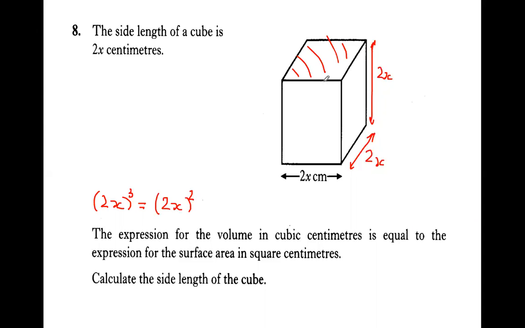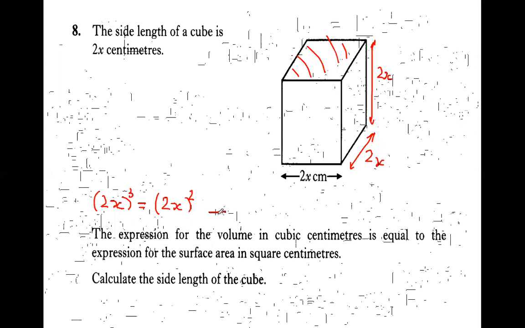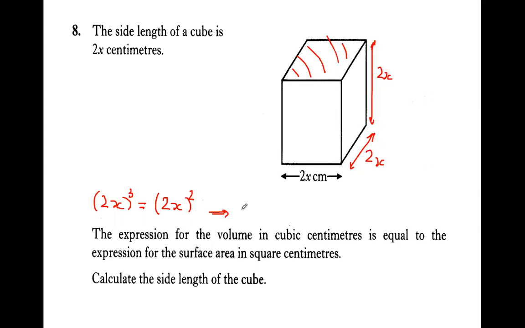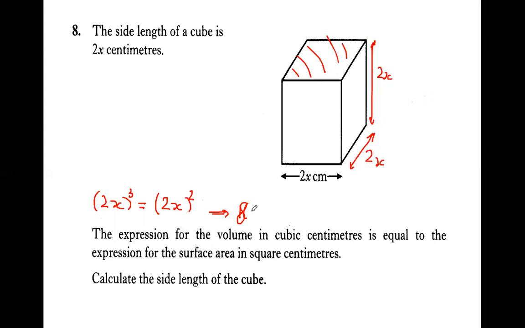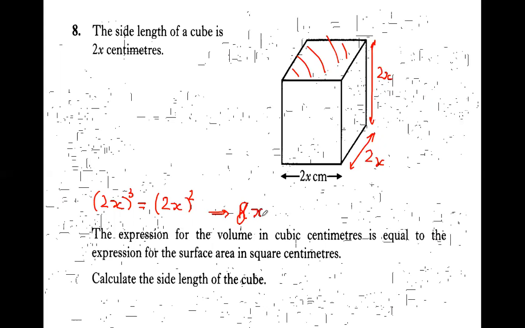Calculate the side length. So we need to solve this in order to get x, because the side length is just 2 times x. So how do we do that? You just put all the x's on one side. So 2x cubed first. What's 2 times 2 times 2? It's 8. 8x cubed. That's the first one.